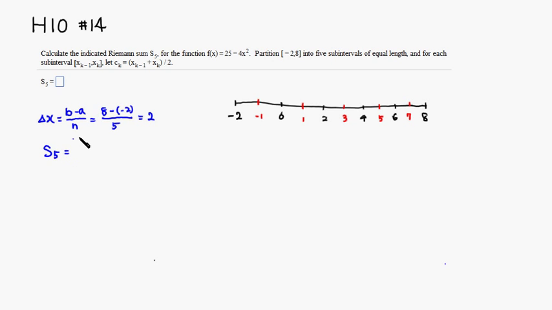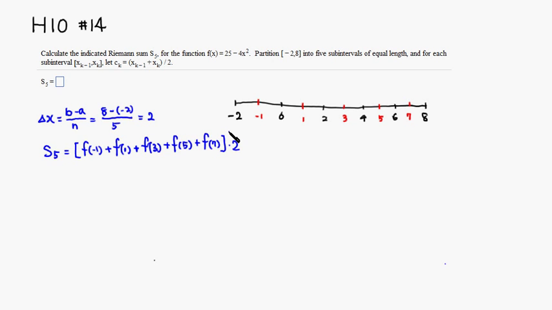So to find S of 5, this is equal to plugging the first number, -1, into the given function, then the next number 1, then 3, then 5, and then 7, which I think is the last one. Then multiply by delta x, which is 2.